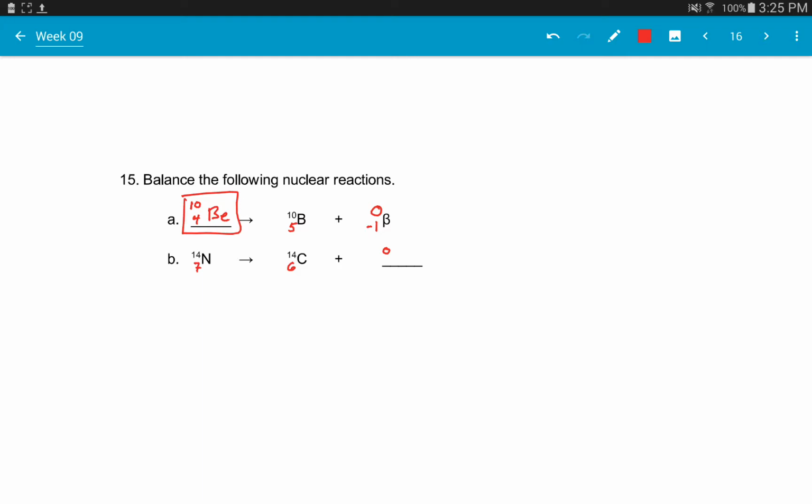So we're talking about either a beta particle or a positron with the atomic weight of 0. Now, for the bottom, we have a 7, we have a 6. So for those to add up, this has to be a 1. Well, the -1 was a beta particle. The +1 is going to be a positron, which would be our final answer.